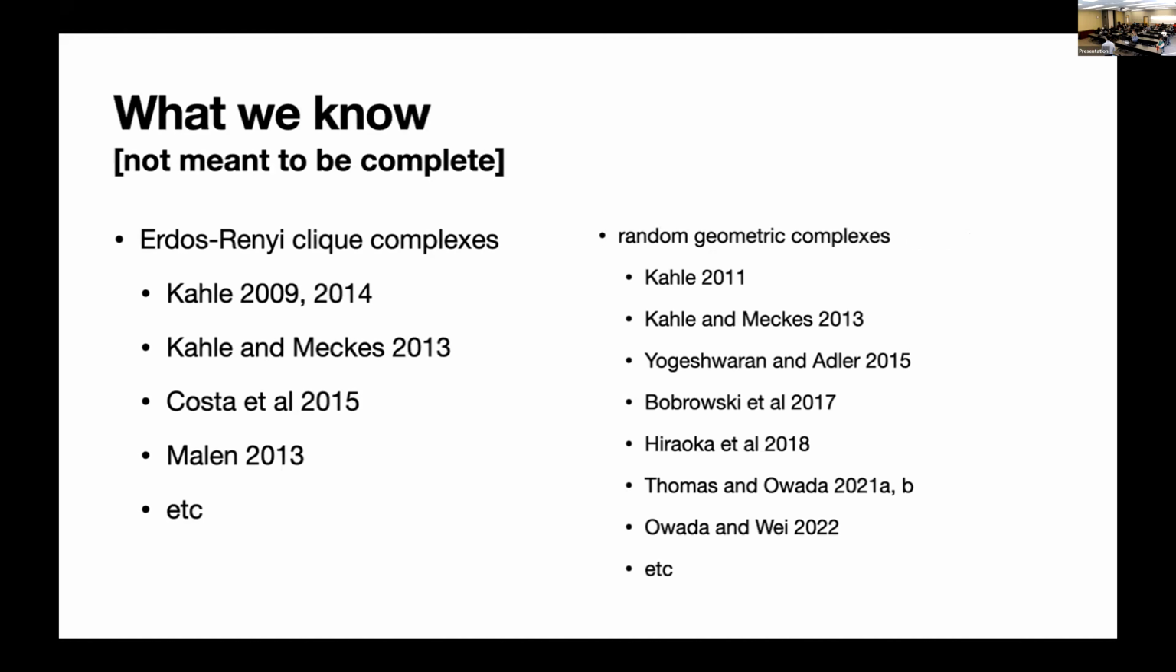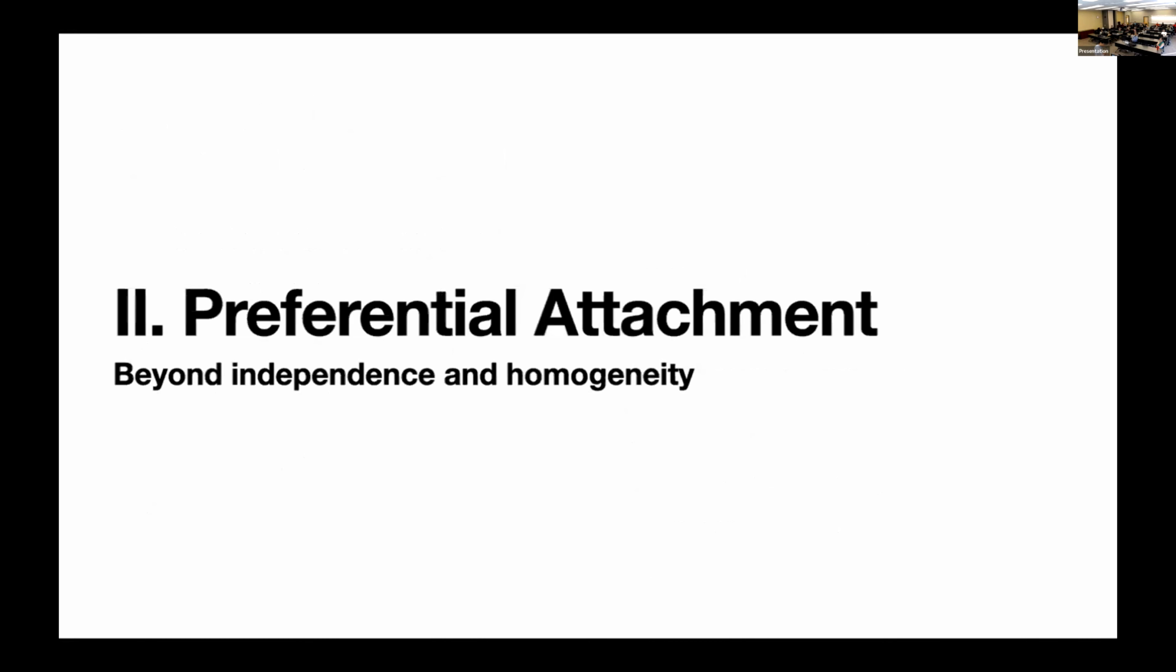Omer mentioned some results, also some results due to Hiraoka. And if you want to look at the joint distribution of the Betti numbers, Thomas, Owada, and Wei have some papers about these as well. So we do know quite a lot about random topology. So why do we want to consider yet another model?